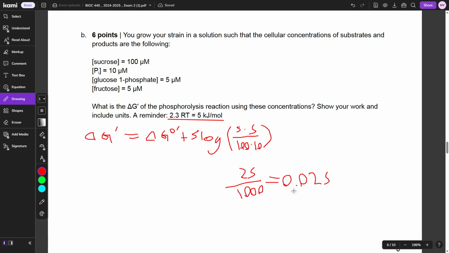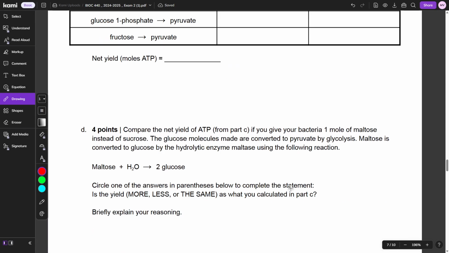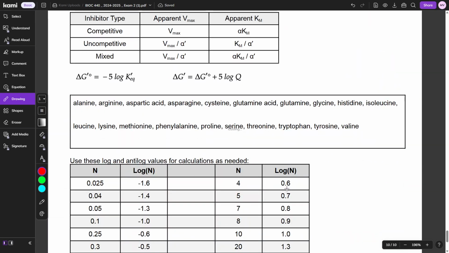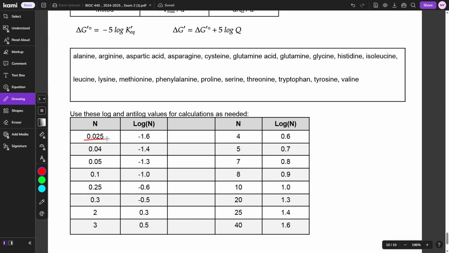Now you may be thinking, what the hell is this number? I don't know how to take the log of that. So how convenient they have that number down here for you. If you see a number that you have no idea how to take the log of, look at the log table. Pretty sure you guys are given a log table if I'm not mistaken.